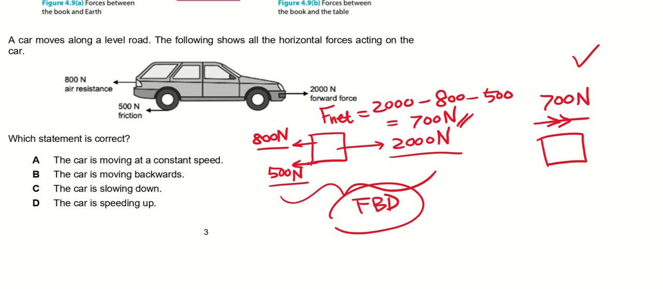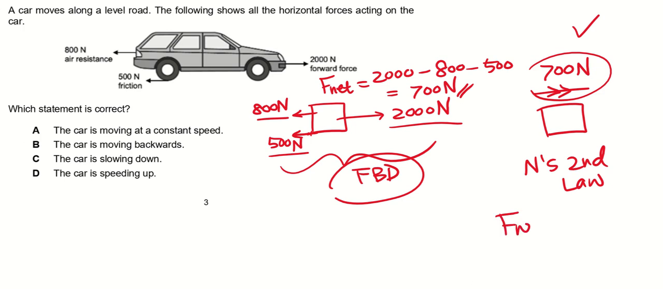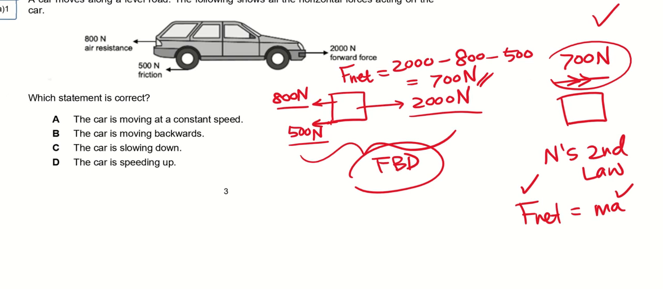That means you replace all the forces acting on the object, only showing the resultant force. So now there is 700 Newton of resultant force. So is it following Newton's first law or second law? It is Newton's second law. What does Newton's second law mean? It means that whenever there's F net, then there will be acceleration. So which one is the answer? D. It is speeding up. That means it is accelerating.